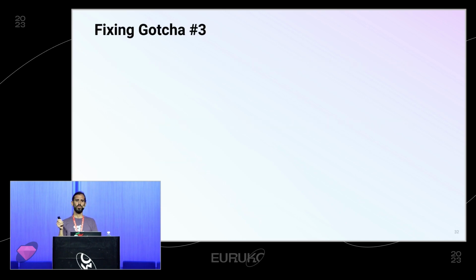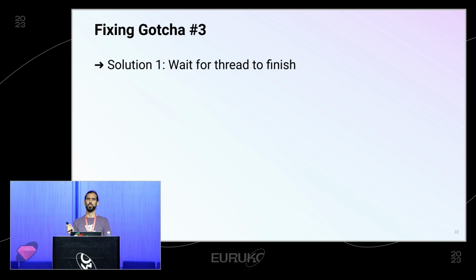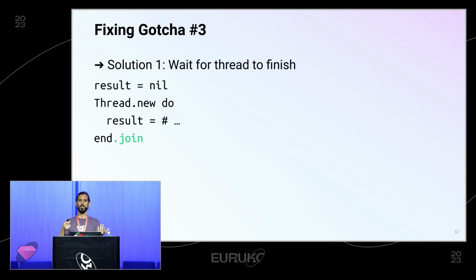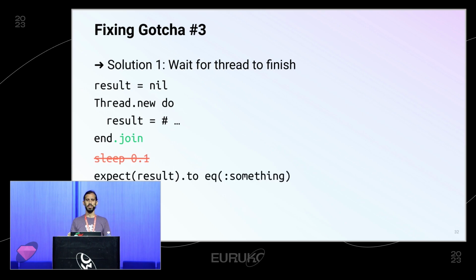Okay, so how can we fix this? One solution is to wait for the thread to finish. In very simple examples, you may be able to just call join. If you call join, you're basically saying to Ruby, well, stop my thread until the other thread is done. And then you don't need a sleep, and it works. So this is a very simple example.